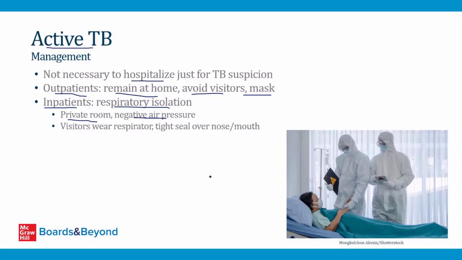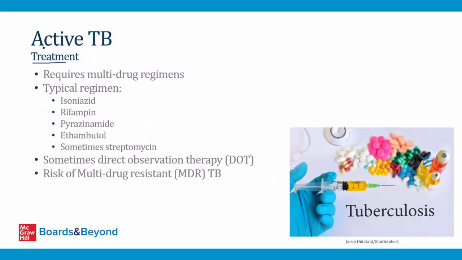And then visitors have to dress like these people in the picture here. They have to wear a respirator with a tight seal over their nose and mouth so that they don't breathe in the bacteria. And then in terms of treatment, active pulmonary tuberculosis requires multi-drug regimens. That's because bacteria are usually resistant or become resistant to a single drug if that's all that is used. So a typical regimen may include 4 drugs like these ones shown here, sometimes streptomycin.